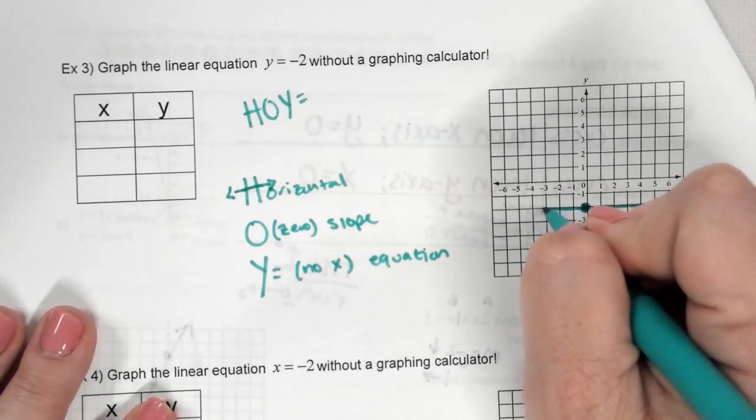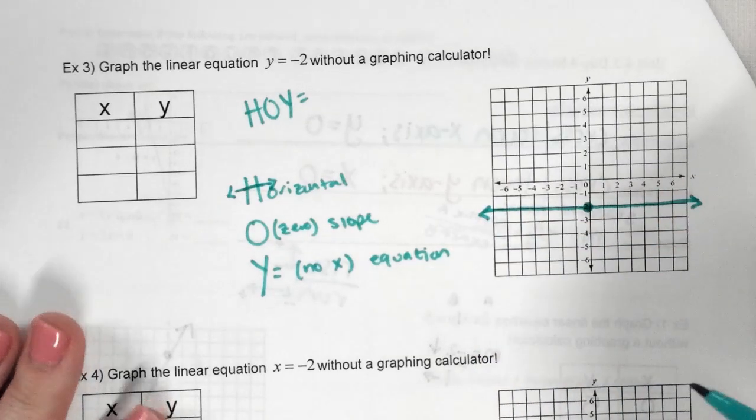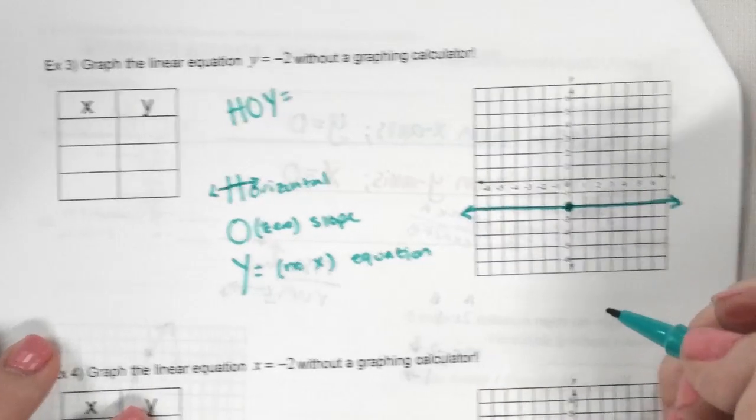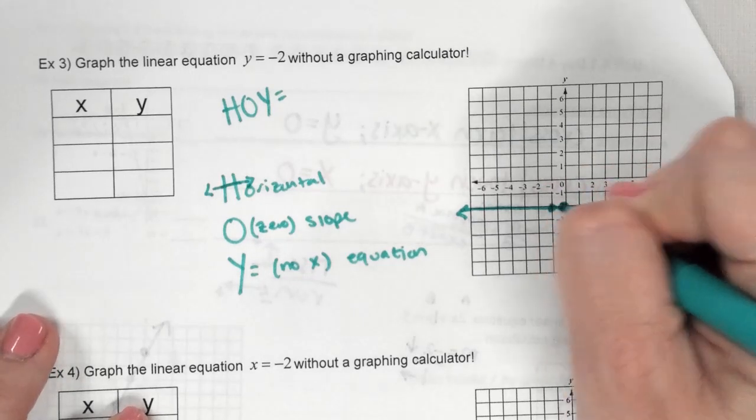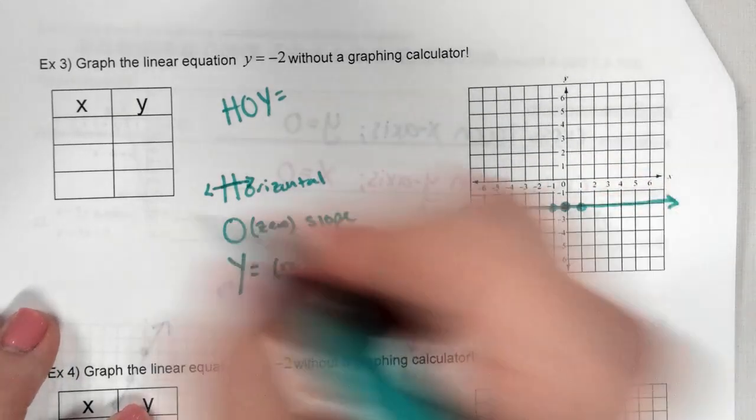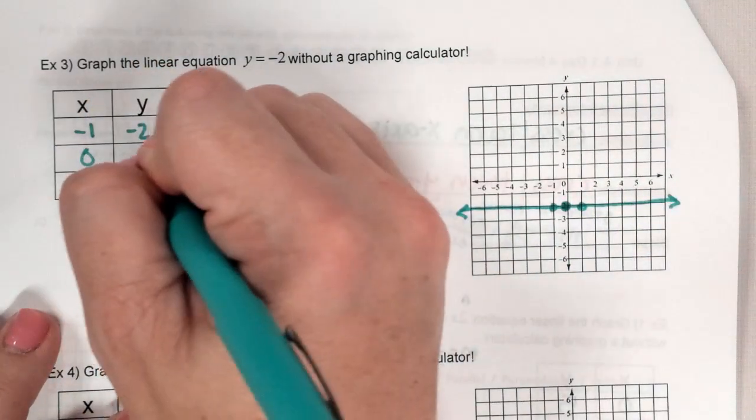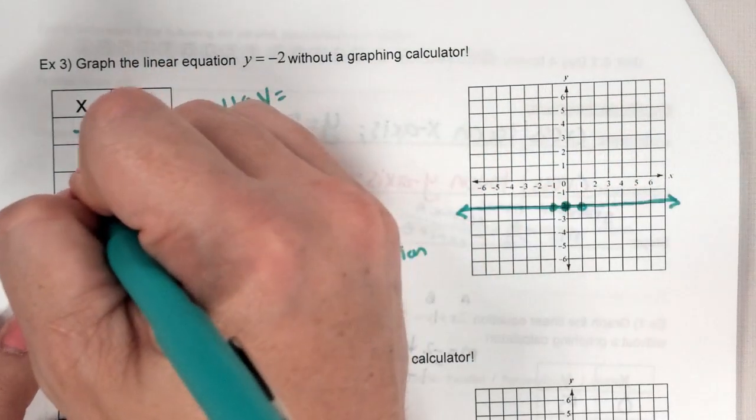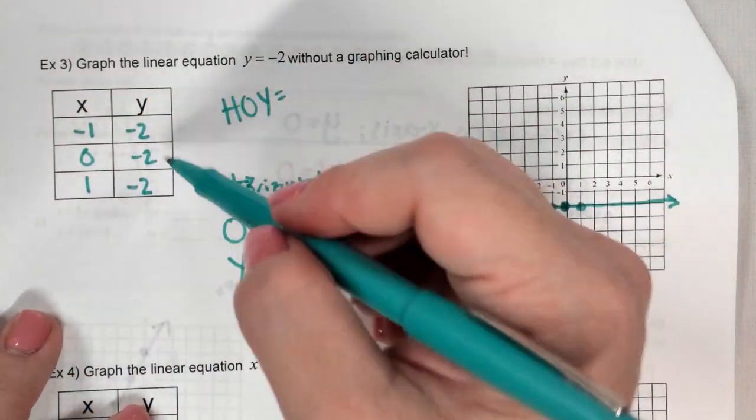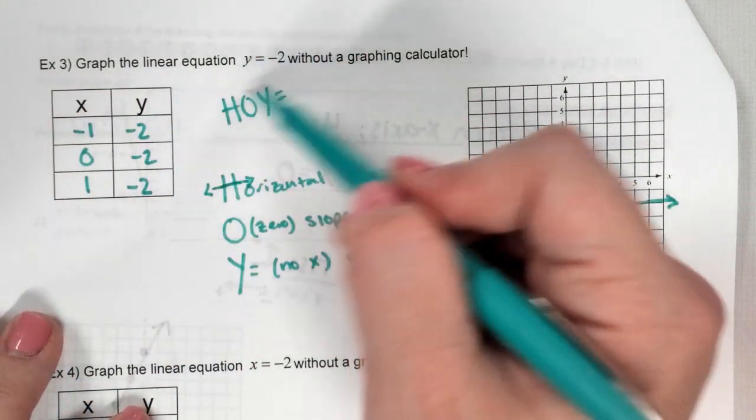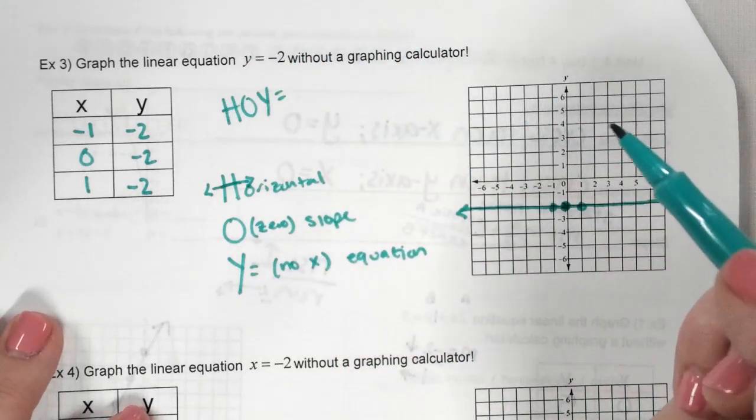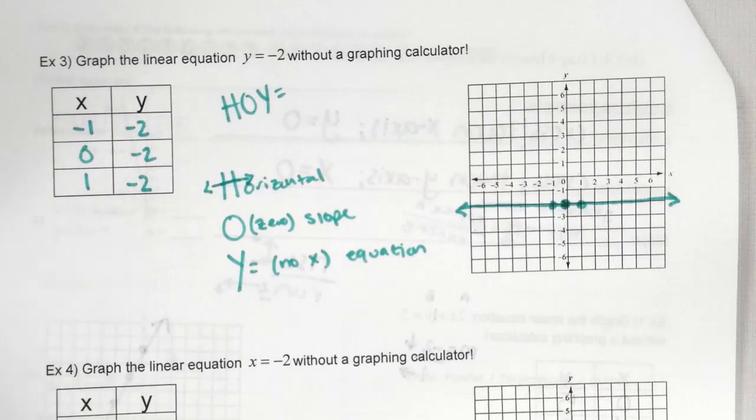Okay, so then I just need 3 points. Doesn't matter which 3. So I have -1, -2. I have 0, -2. And then I have +1, -2. And what do you notice about the y's? They're all -2. What did my equation say? Y equals -2. And it did every single time. Any questions with that?